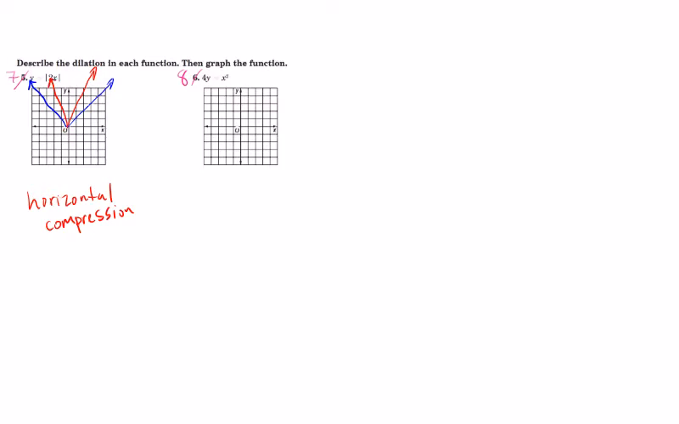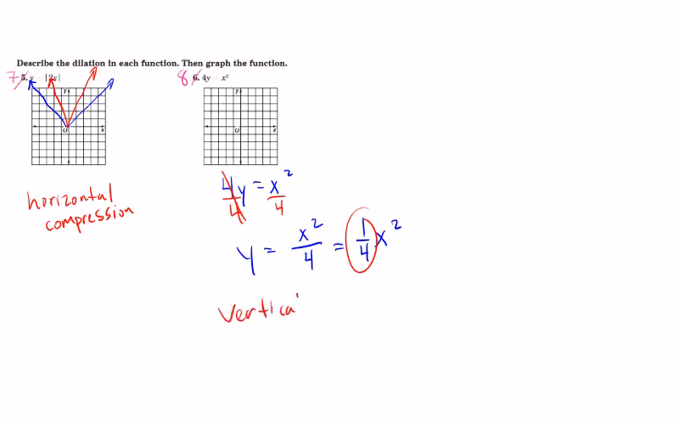All right, now number 8 is 4y equals x squared. So the first thing I want to do is I'm going to get y by itself. Okay, so I'm going to basically divide by 4. So what I get is y equals x squared over 4. Or another way I can write that is 1/4 x squared, right? So what I have here is I have 1/4 in front. So I'm multiplying in front. So that's going to be vertical since it's outside of the square, outside of the operator. So it's going to be a vertical. And then since I'm multiplying by a number less than 1, it's going to be a compression.